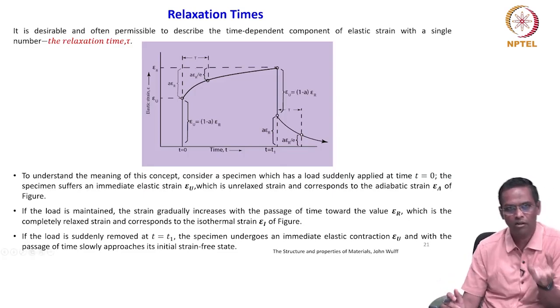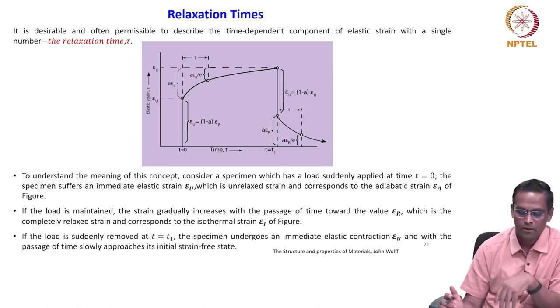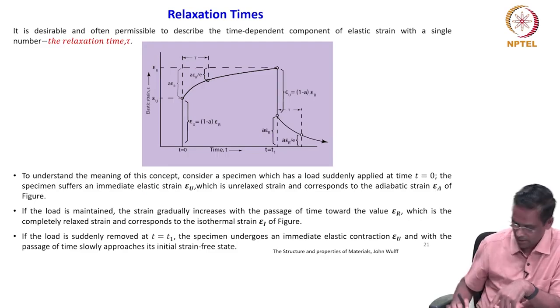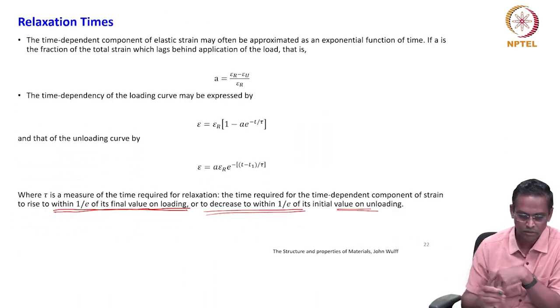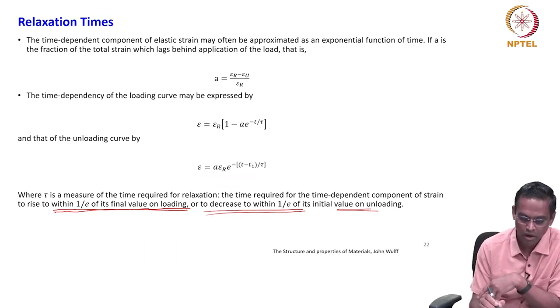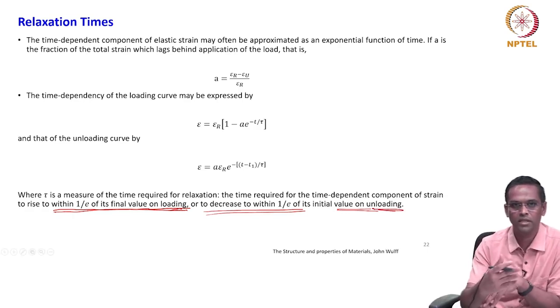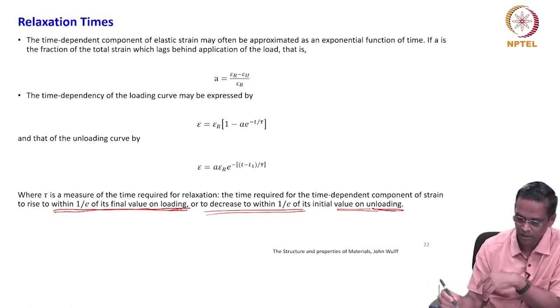Then the meaning of relaxation time is easily visualized from this. So, this can be of any range. The tau can be here or tau can be here, but still it will be within the 1 by E of its final value on either loading or unloading. So, this is what we are just seeing in the figure, in the loading part as well as the unloading part.